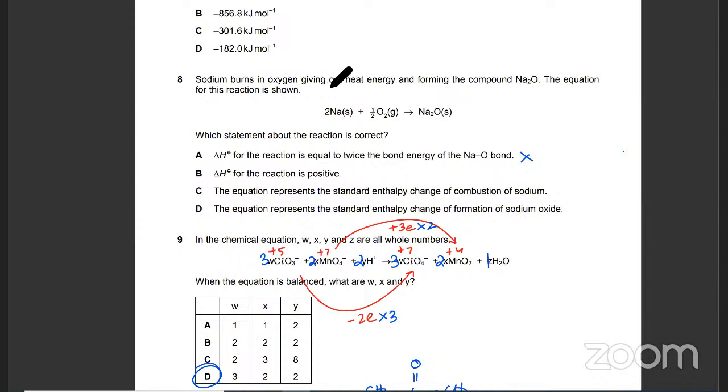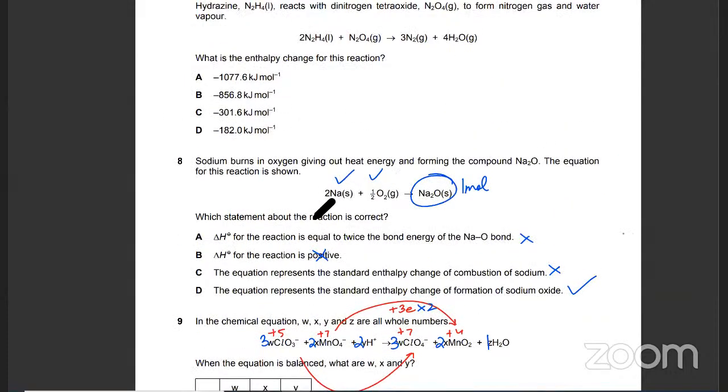The enthalpy for the reaction is positive? Sodium burns in oxygen, giving out heat energy, so it's exothermic and the enthalpy is negative. The equation represents the standard enthalpy change of combustion of sodium? No, it has to be 1 mole of sodium. The last one is correct: it is the enthalpy change of formation of sodium oxide, because it's 1 mole forming from its elements.